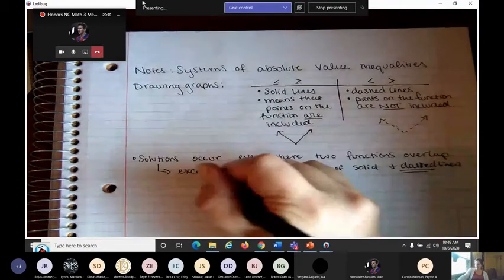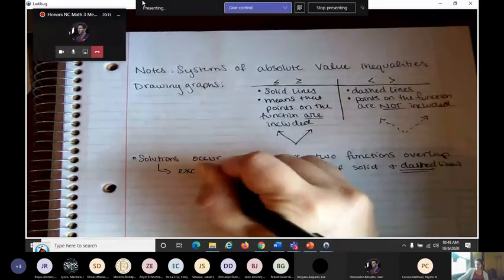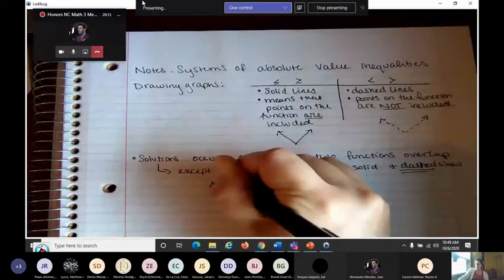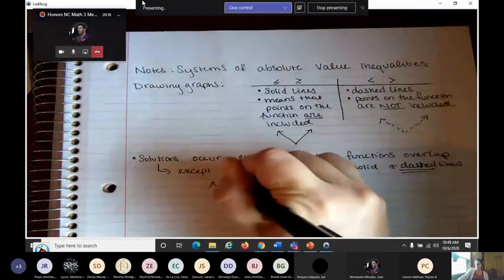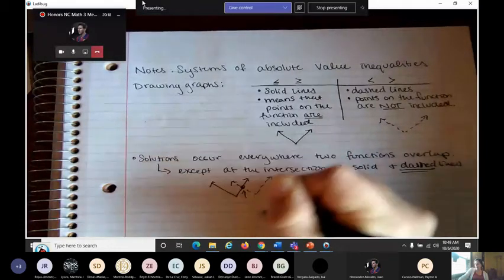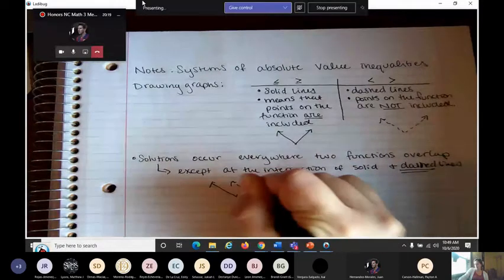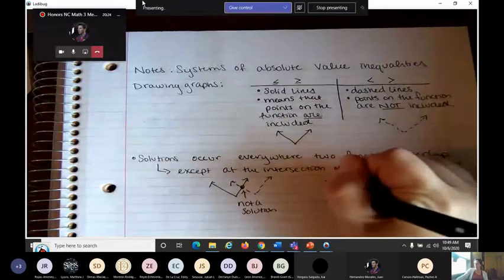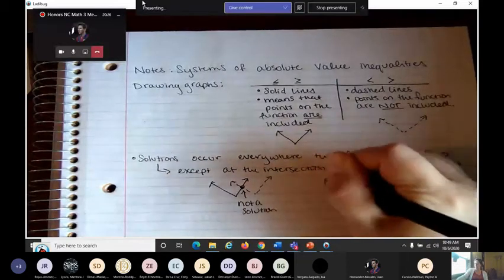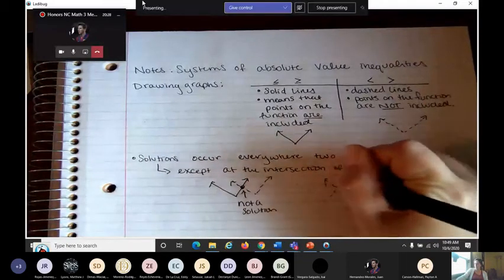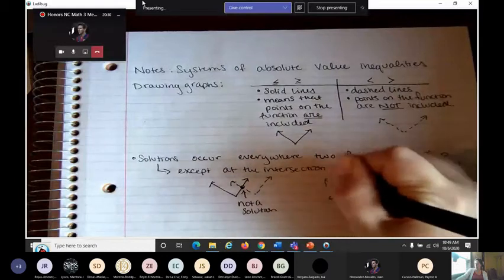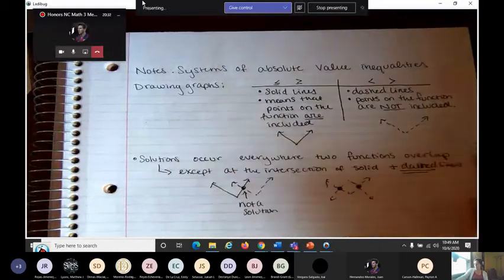So for example, if I had like this and this, this is not a solution. Okay, or I guess if I had dashed and dashed, these are not solutions.